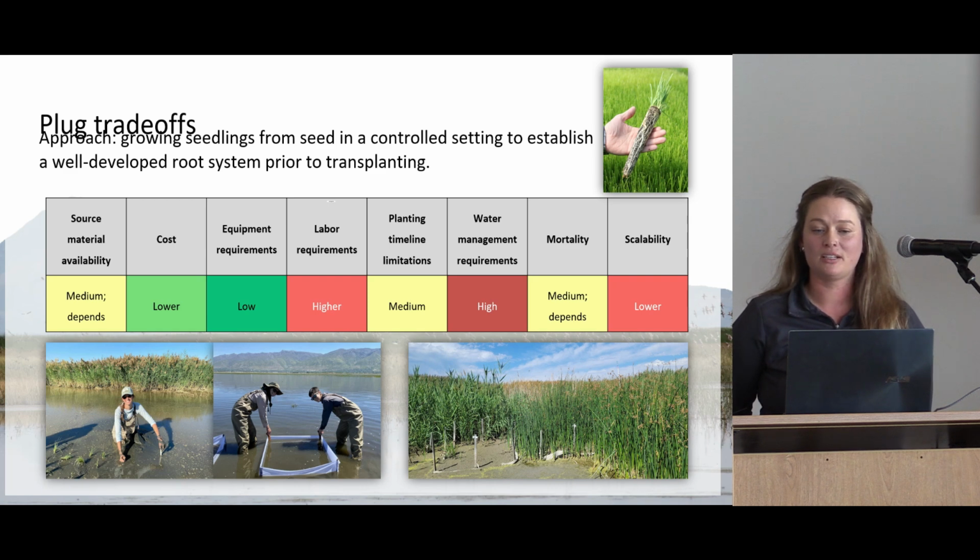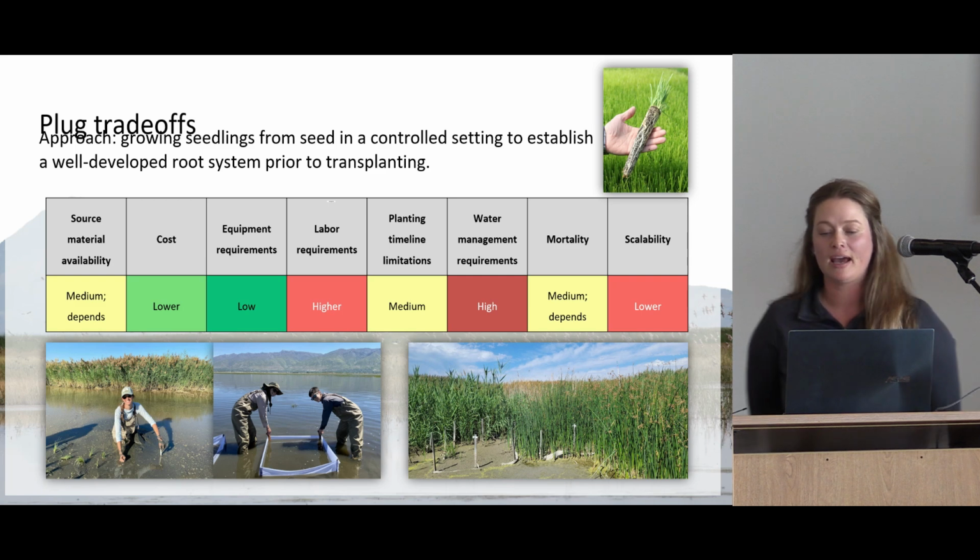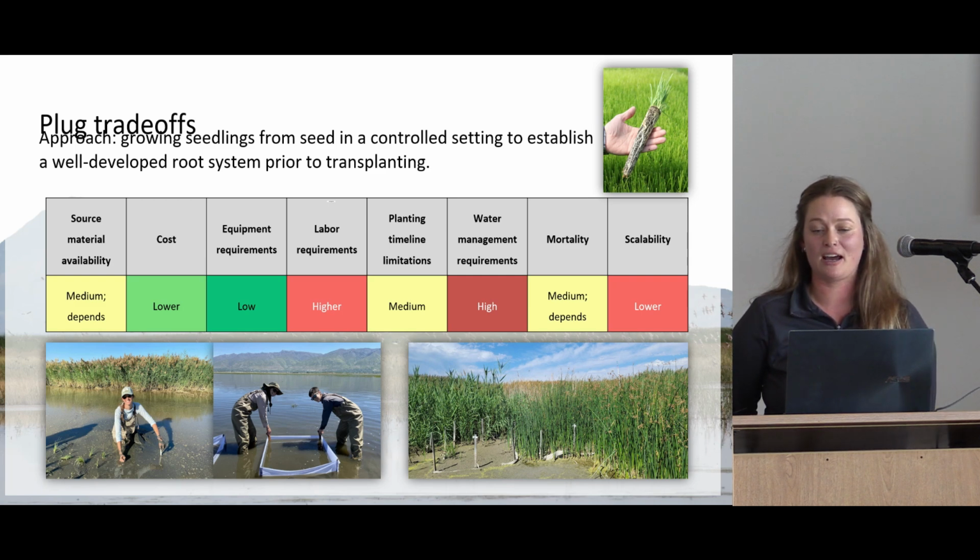The water management here is again high because you can't just plant plugs out there and not water them. They are still pretty vulnerable at this stage, and because of that, mortality is pretty dependent on water availability and then also the species that's been used. The scalability for this is significantly lower, again because it's manually being installed one by one on the landscape.